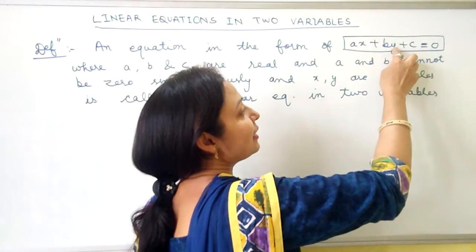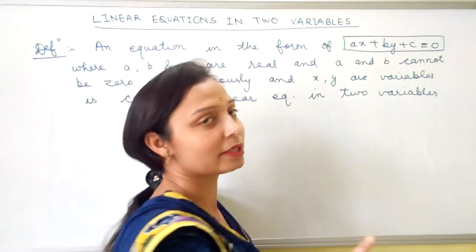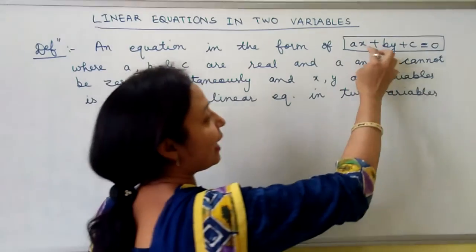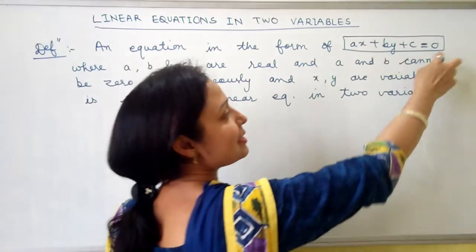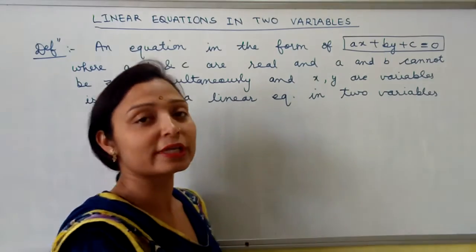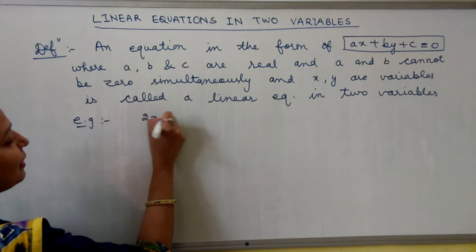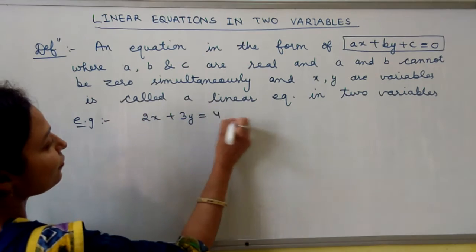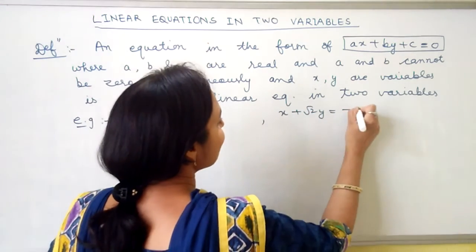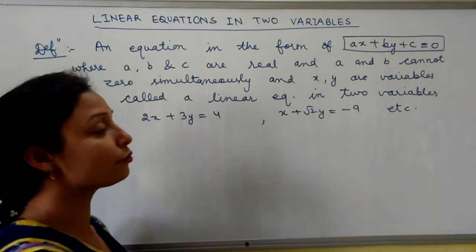Linear means having power 1. So x has a power 1, y has a power 1. There are a, b, c that are constants, that are real, and x and y are two variables. So this is the equation which is in the form of linear in two variables. Okay, for example, we have 2x plus 3y equals to 4, x plus root 2y equals to minus 9, etc. These are examples of linear equations in two variables.